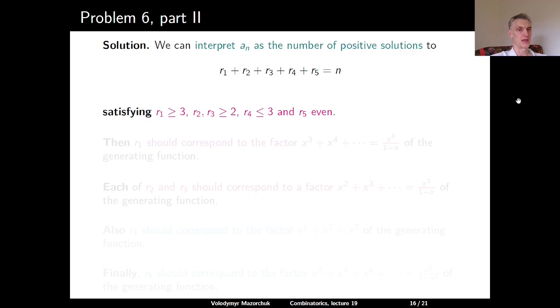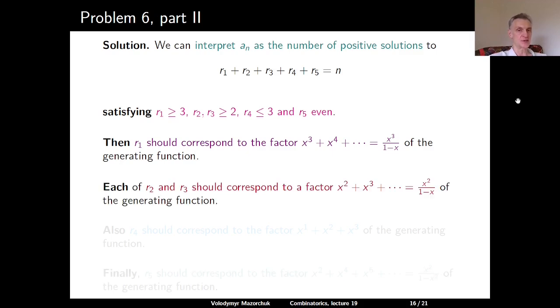Then our summand r1 should correspond for the generating function to the factor x to the power 3 plus x to the power 4 plus and so on. So the exponents here are all possible solutions for r1. We take the sum of them, and we can rewrite the sum as x to the power 3 times the usual geometric progression, 1 plus x plus x squared and so on, which we can write as 1 divided by 1 minus x. So the factor which corresponds to r1 in the generating function is x to the power 3 divided by 1 minus x.